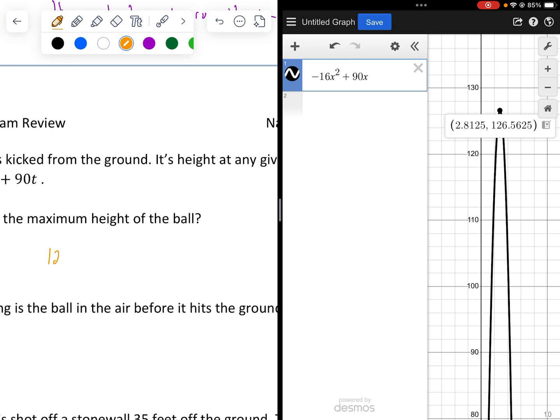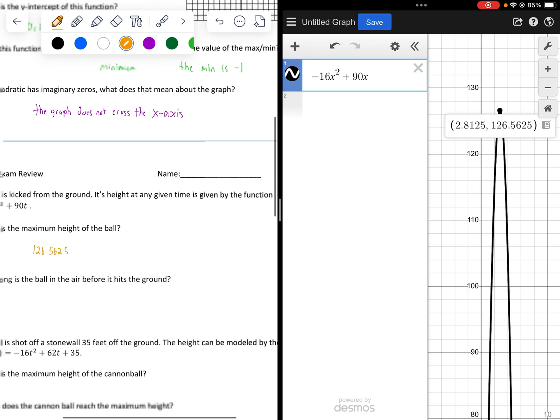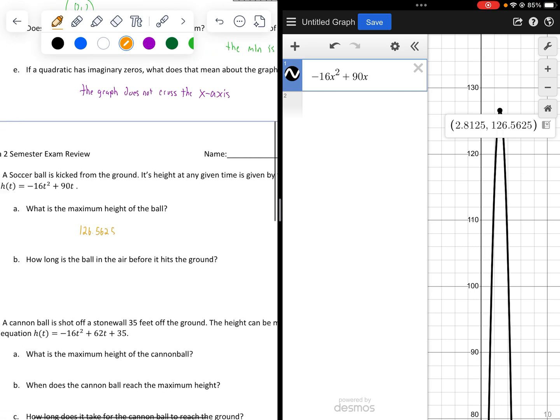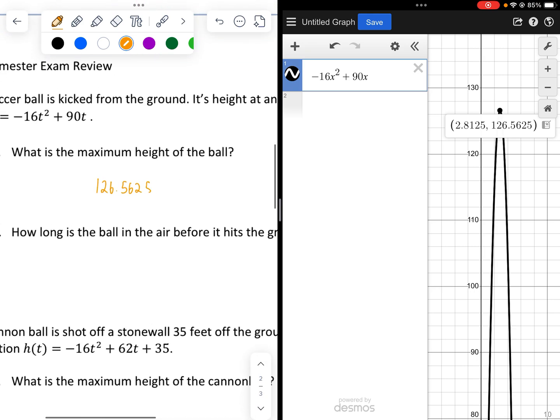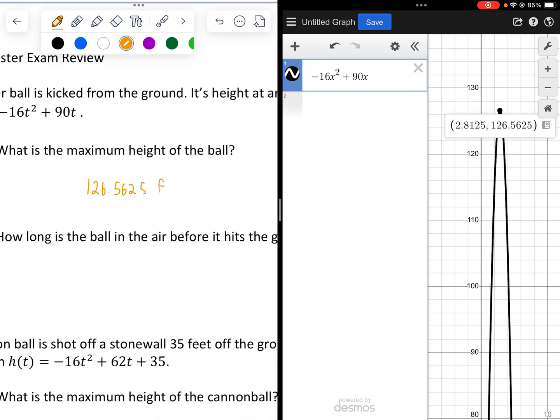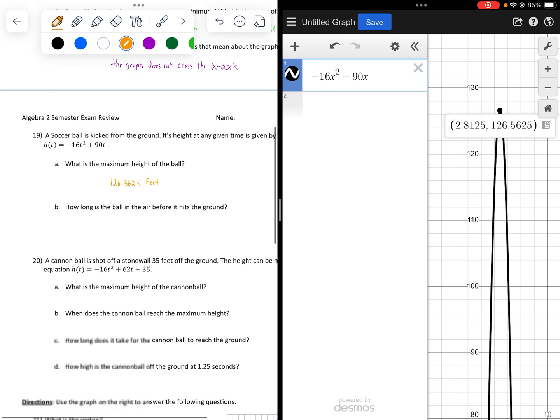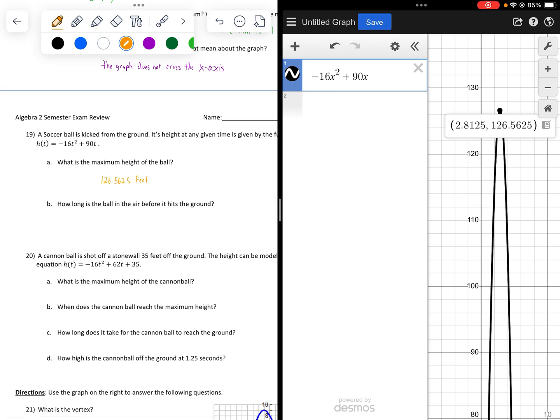126.5625. And this is measured in feet, I believe. It doesn't say it, but it should. It actually is measured in feet. I know that from the equation. That's not something you would know. The problem should tell you that.